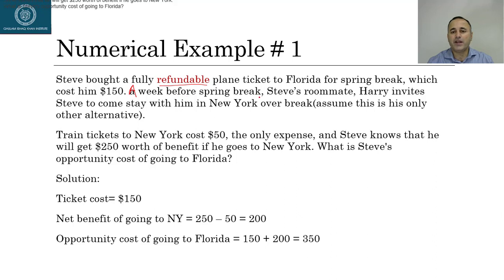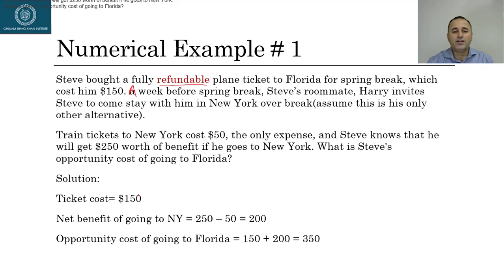A week before spring break, Steve's roommate, Harry, invites Steve to come stay with him in New York for break. Assume this is the only alternative, okay? So the train ticket to New York costs $50, the only expense, and Steve knows that he will get $250 worth of benefit if he goes to New York. What is Steve's opportunity cost of going to Florida?